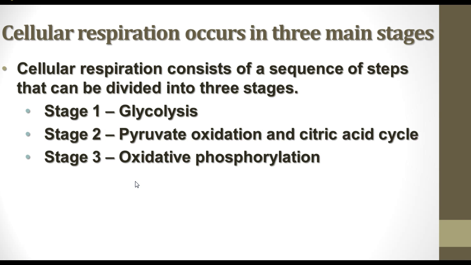So, cellular respiration has three main stages, and we're going to talk about each one of these in turn. Okay, stage 1 is called glycolysis. Stage 2 involves pyruvate oxidation and a cycle of reactions called the citric acid cycle. And stage 3 is a process called oxidative phosphorylation, and this is the one that makes the most ATP.